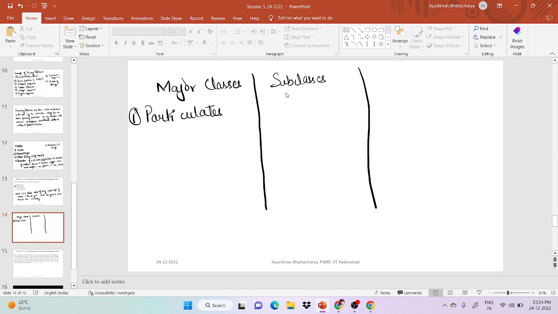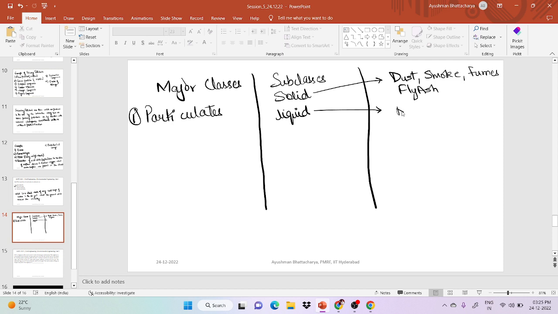Under this, there can be solid and it can be liquid. For solid, it can be dust, smoke, fumes, and fly ash. Under liquid, it is mist and spray.